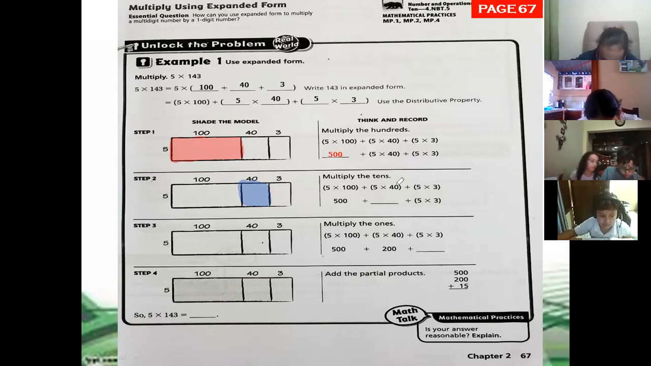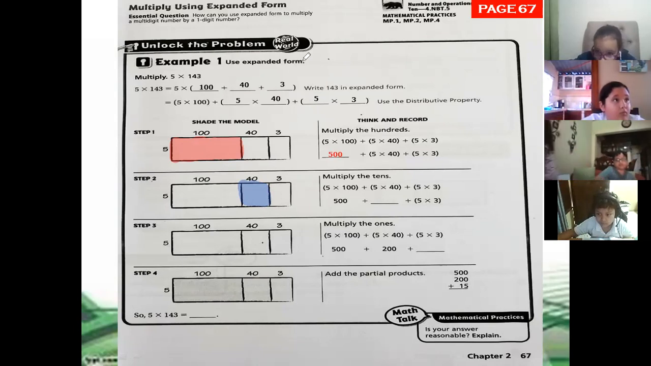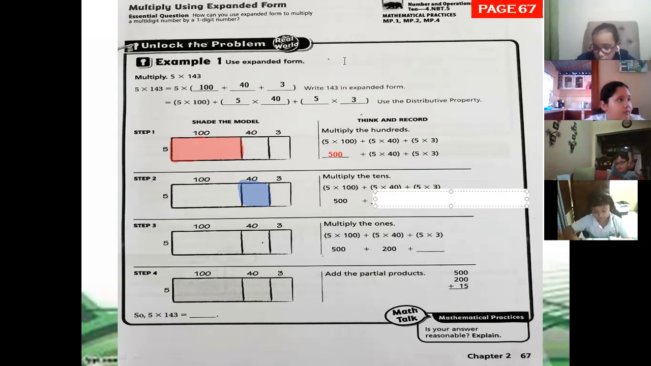5 times 40 is 24? 20? 200. No, 20. 5 times 40, I think is 200. Yeah, it is. Very good to the one, okay? Because if I multiply 5 times 0, it's going to be 0. And very good to the one that said 200. And 5 times 4 is 20.